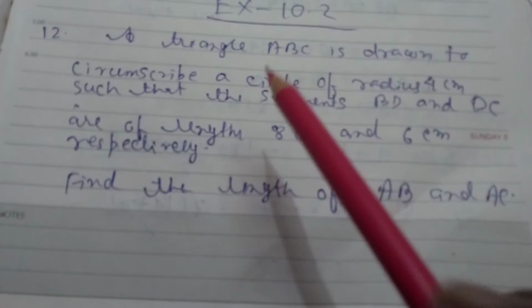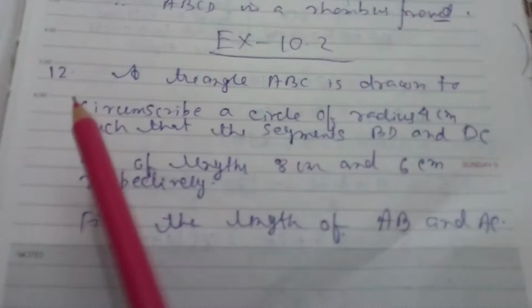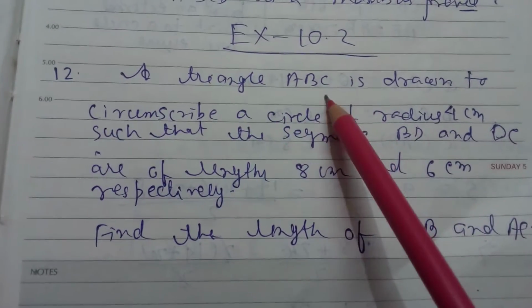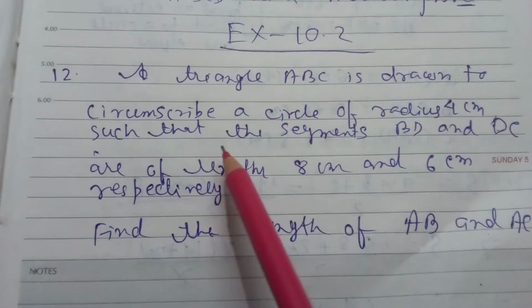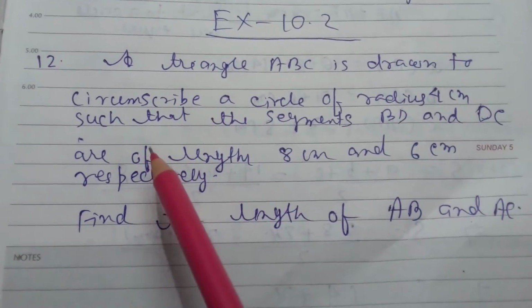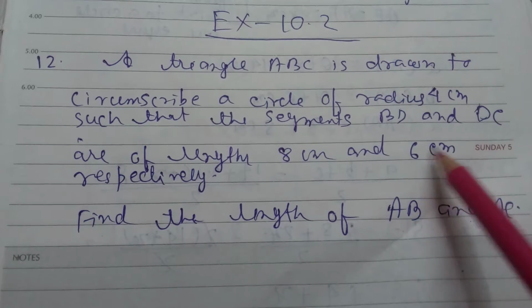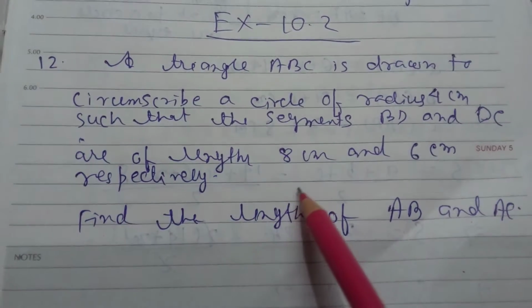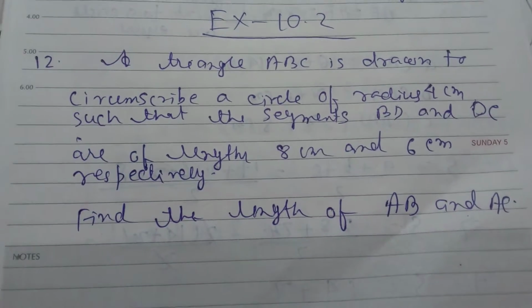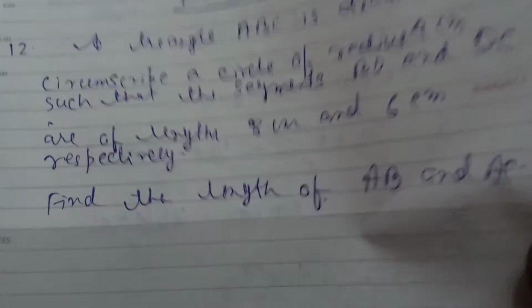Now start exercise 10.2 question number 12. A triangle ABC is drawn to circumscribe a circle of radius 4 cm such that the segments BD and CD are the lengths 8 cm and 6 cm respectively. Find the length of AB and AC.